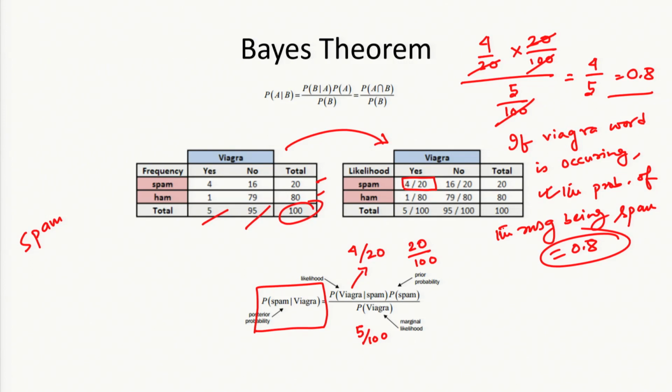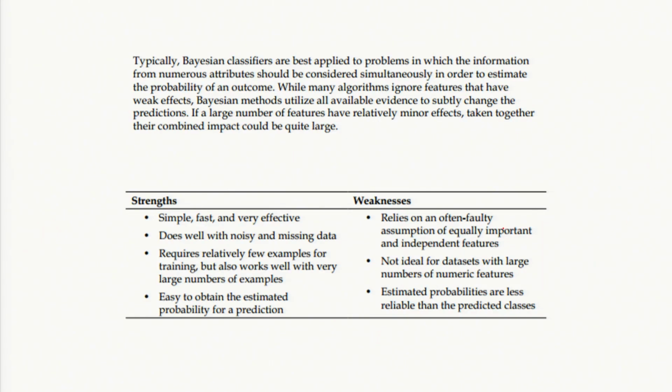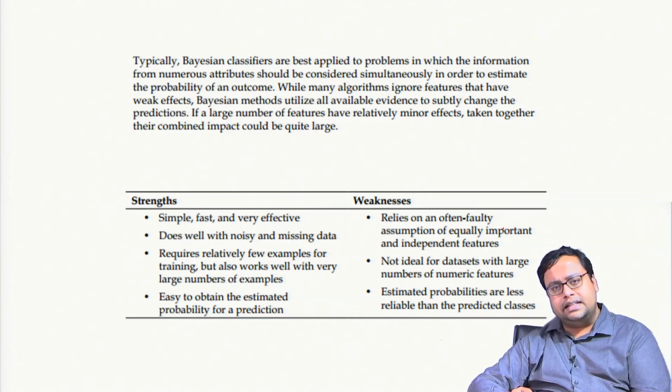Now, this is very simplistic. This is naive Bayes because it is naive, it is very simplistic to find out that probability, and it is based out of Bayes theorem. That is why this is naive Bayes.